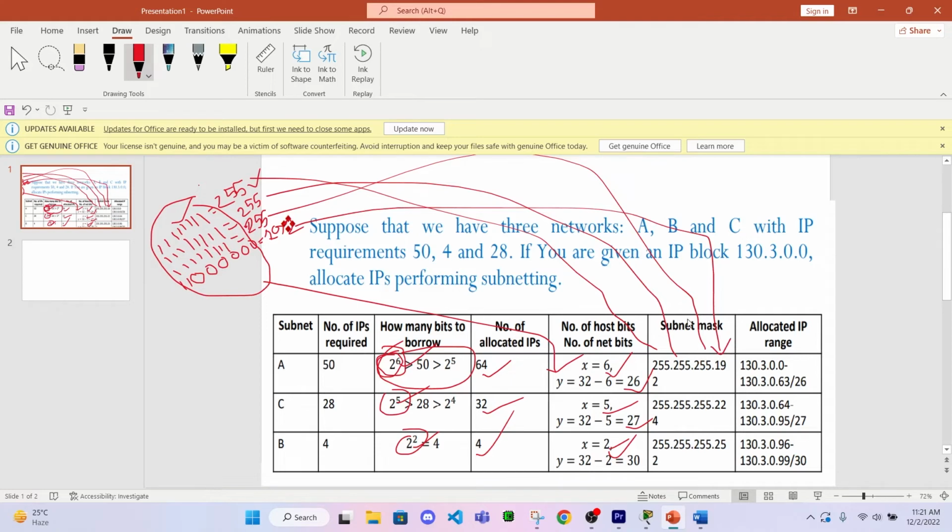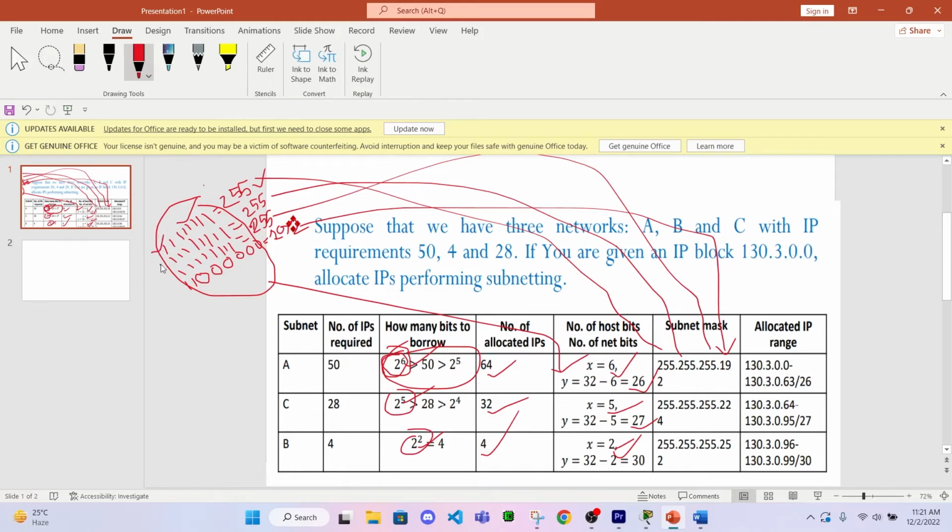And if any student doesn't understand this, I will give you another example. For network C, we see that the value of y is 27. So we put 27 ones here. Here are 8 ones, here 8 ones, here 8 ones, so the value is 24. And then again we take 3 more ones. So here is 27 ones.